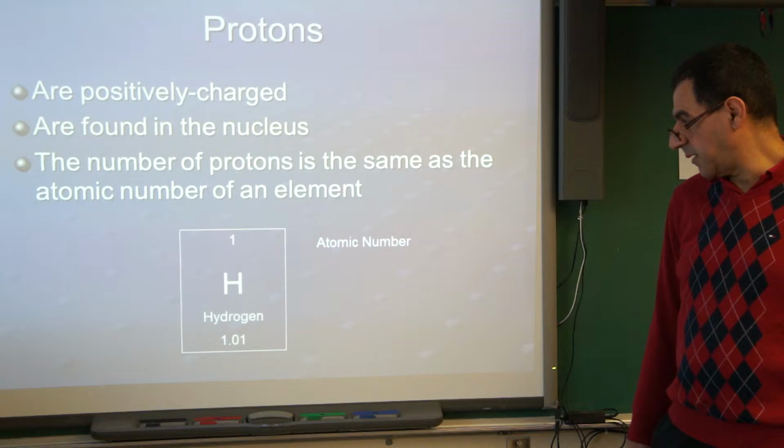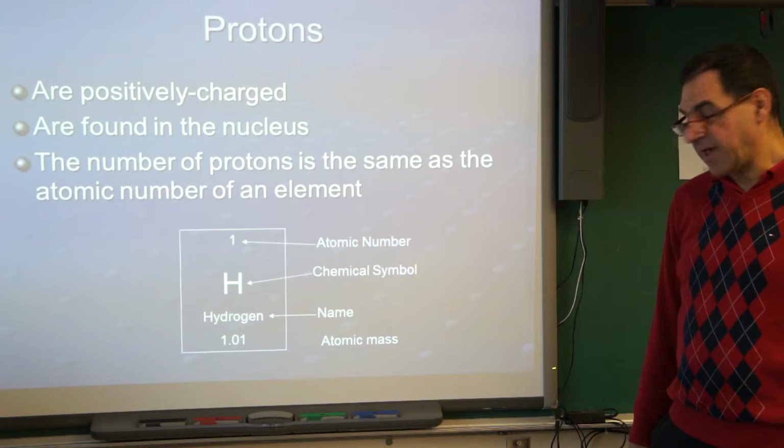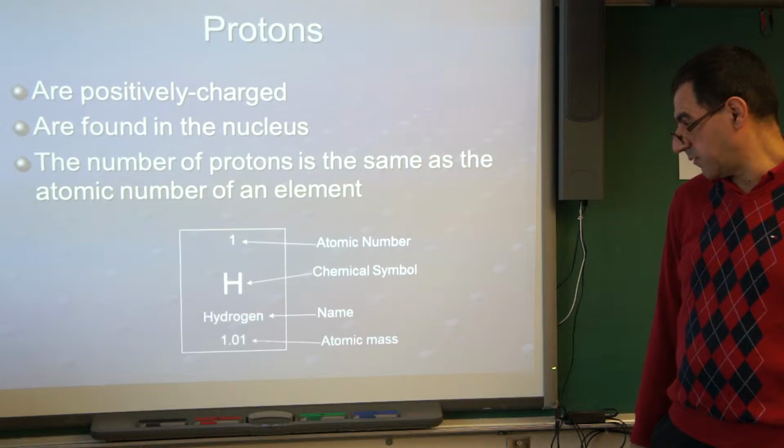So hydrogen has an atomic number of 1. The chemical symbol is H. The name, hydrogen, and the mass, how much it weighs, is 1.01.